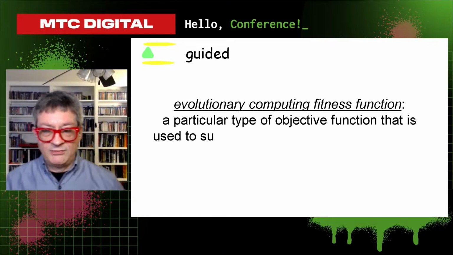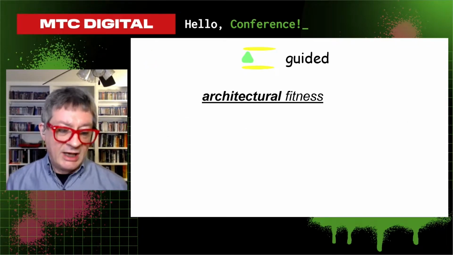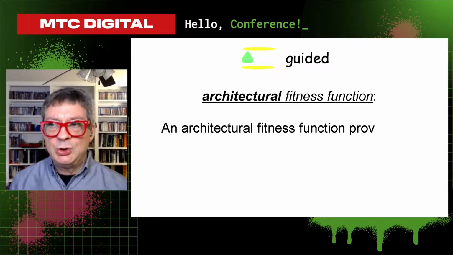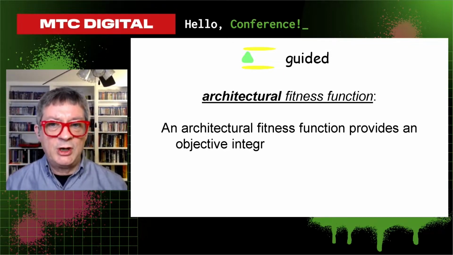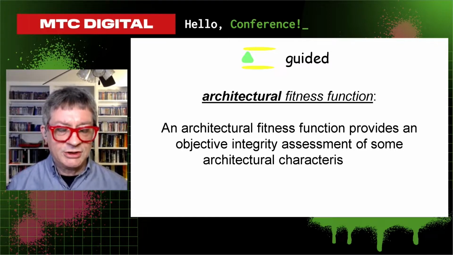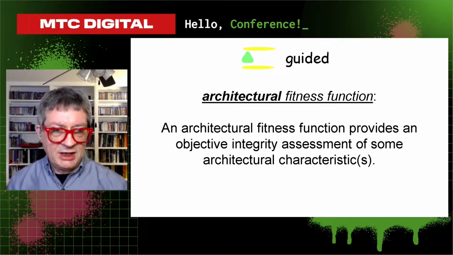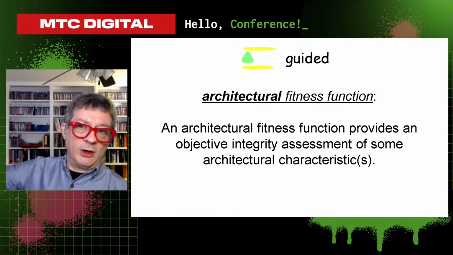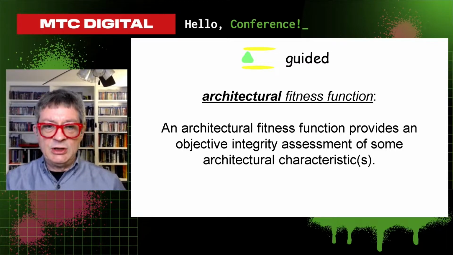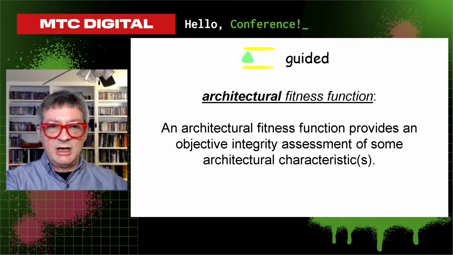And so we borrowed this idea of an evolutionary computing fitness function to create what we call an architectural fitness function. An architectural fitness function, just like an evolutionary computing one, is an objective function that gives you an integrity assessment of some architectural characteristic or combination of architectural characteristics within your ecosystem. Just like unit tests help you test the domain part of your design, fitness functions allow you to test the architecture characteristics or non-functional requirements part of your design.